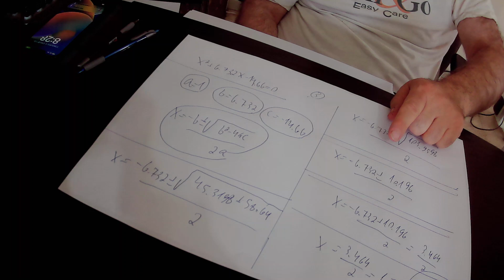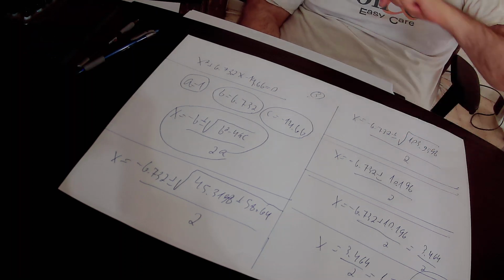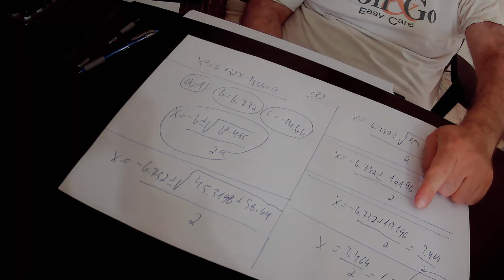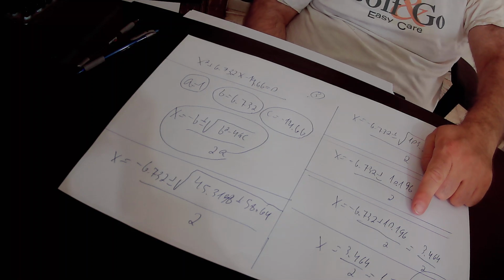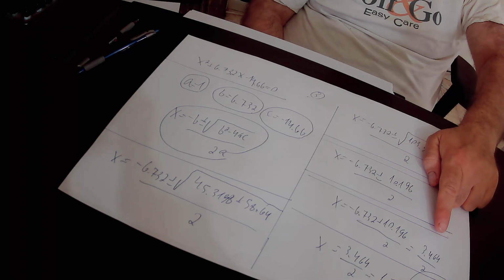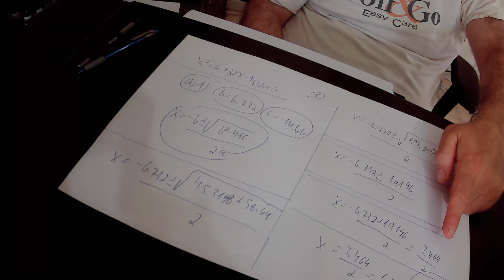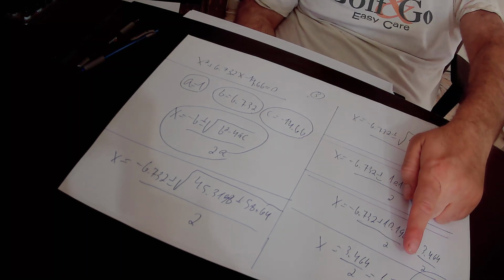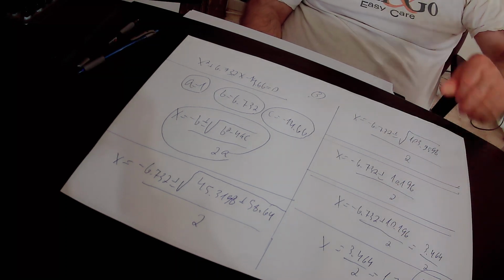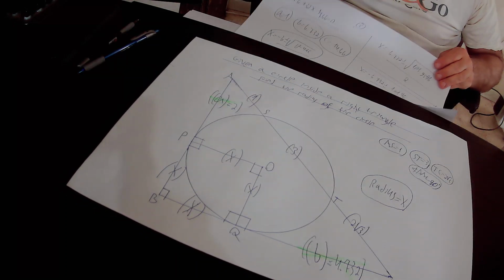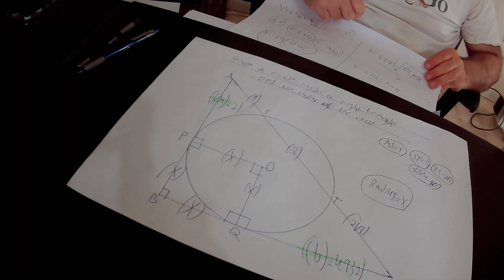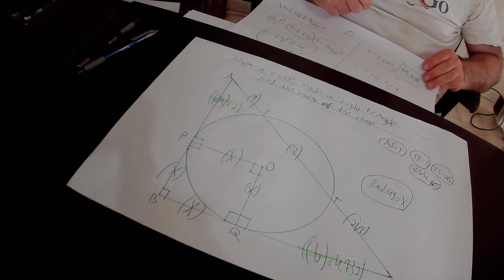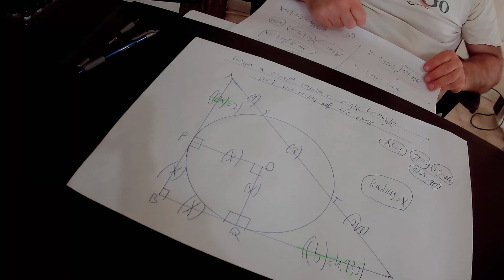And the positive solution for x is x equals minus 6.732 plus 10.196, that is 3.464, divided by 2. And 3.464 over 2 is 1.732. In conclusion, we found that x, that is the radius of this circle, equals 1.732 units in length. Okay, thank you very much.